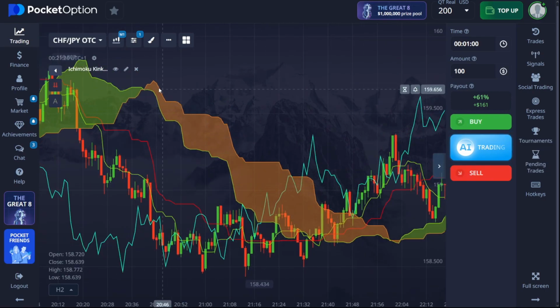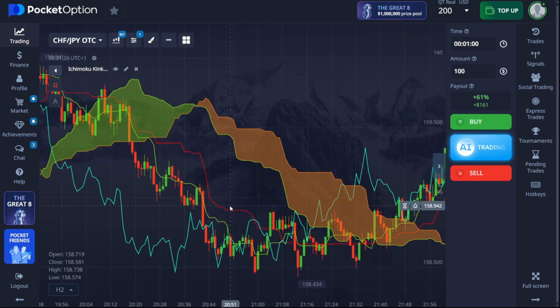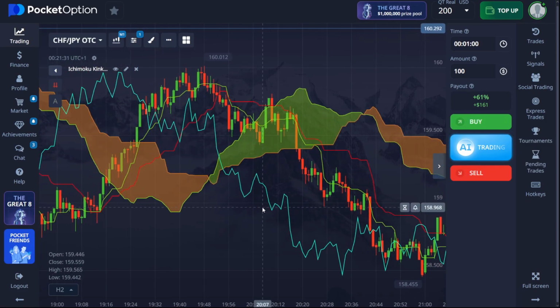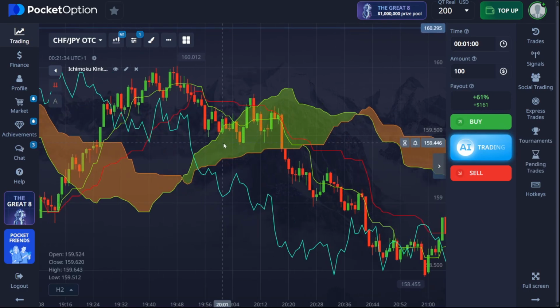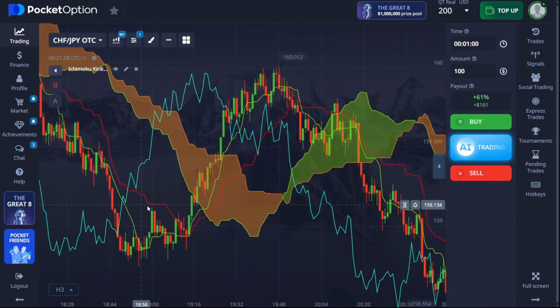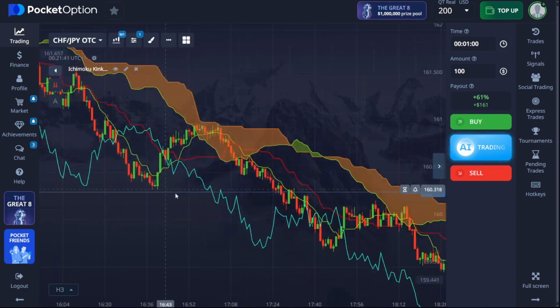If the cloud is red and the price is below it, it's a bearish trend. You can clearly see in the past that when the cloud was red, the price was falling. The cloud does a great job of showing the current trend.